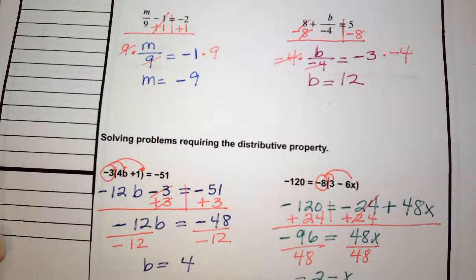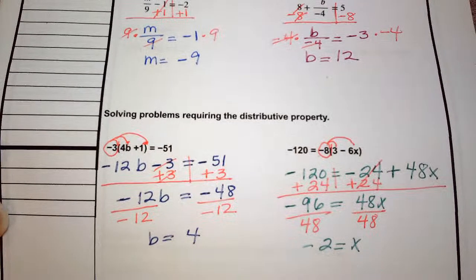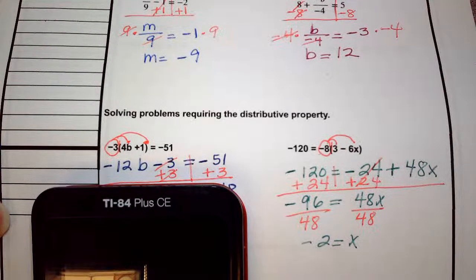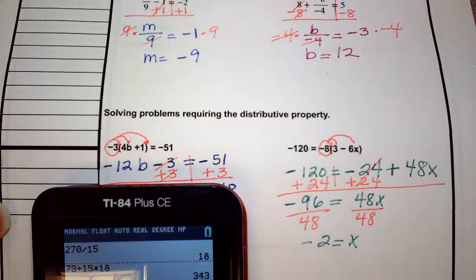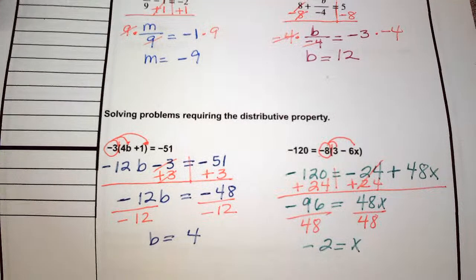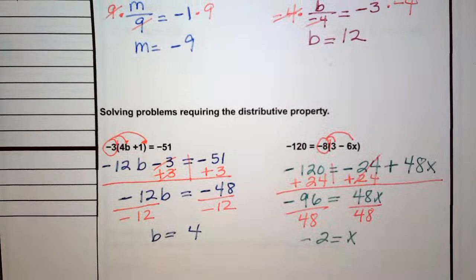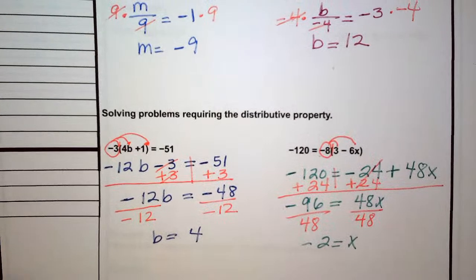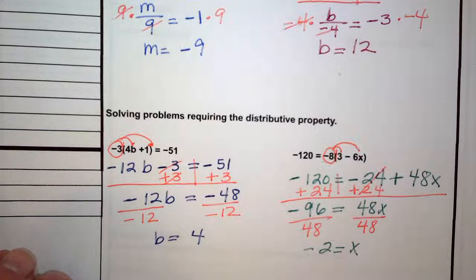Okay, now I probably ought to make sure that I check my answer. 8 times parentheses 3 minus 6 times negative 2, and I get negative 120. I should have had a negative 8, and then it would have been negative 120. Okay, any questions? If you're struggling, back up the video and try to do it again.